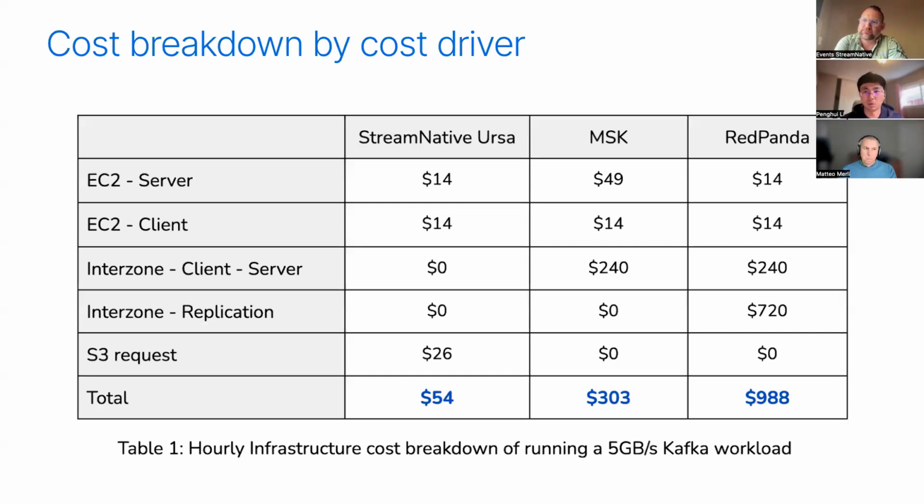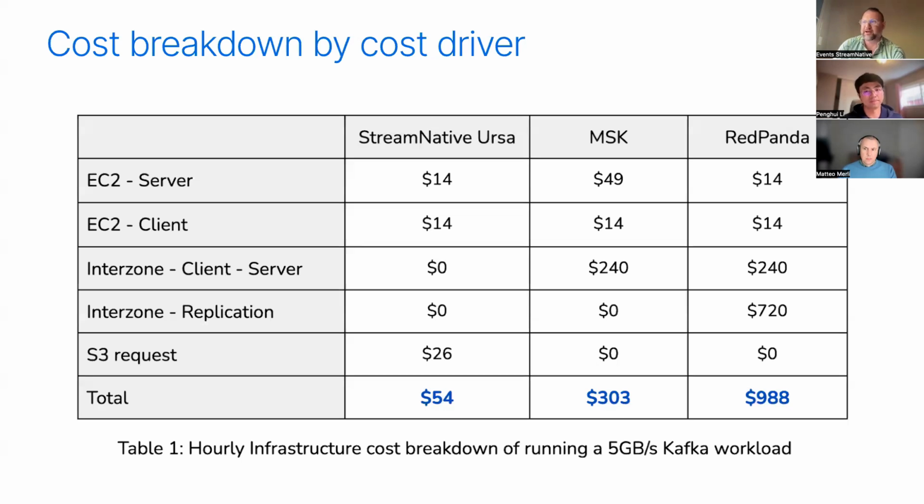There is no client to server internal traffic and no replication internal traffic. Because with Ursa, there is no single leader limitation for one partition. It's actually in different availability zones. You will have different brokers to serve one partition, so that in one availability zone, the producers and consumers can talk to your local broker directly without any internal traffic.